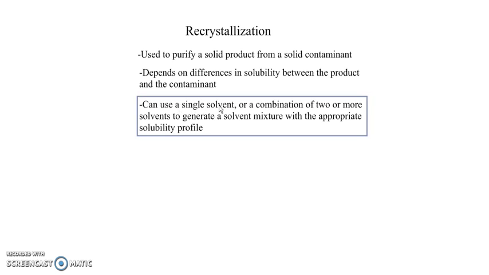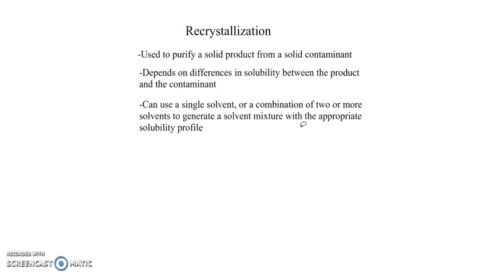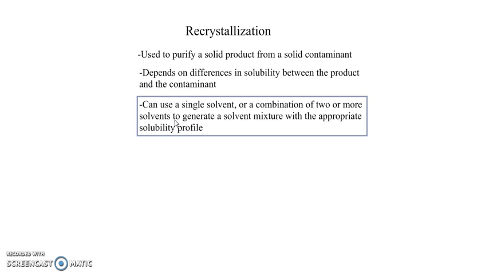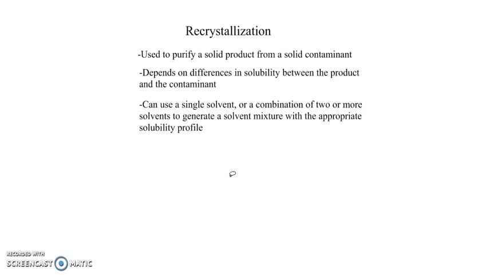Sometimes we use a single solvent in recrystallization, but other times we can use 2 or even more solvents to generate a solvent mixture that has the appropriate solubility profile for our product and our contaminant. There are 2 different basic scenarios that we're going to look at. One is when our impurity is insoluble, and the other is when it's soluble.